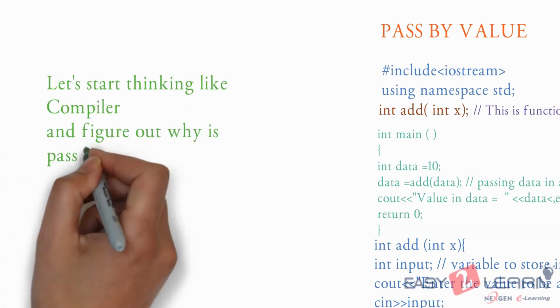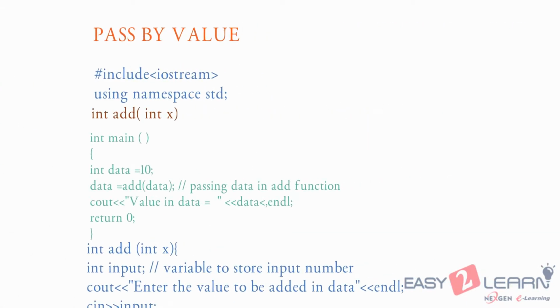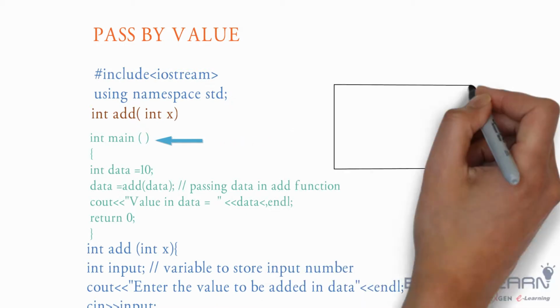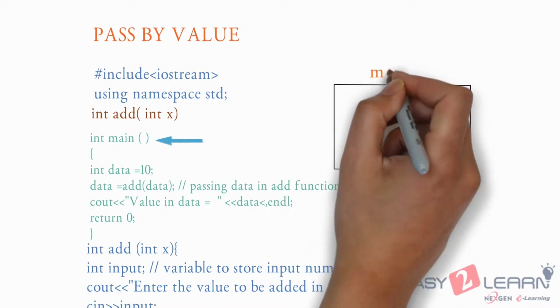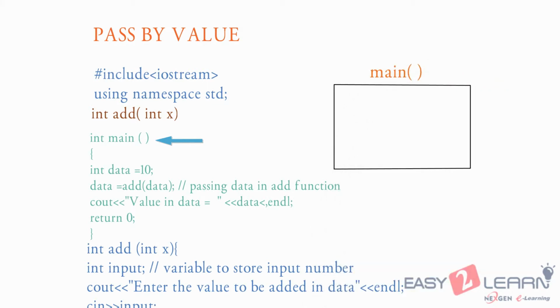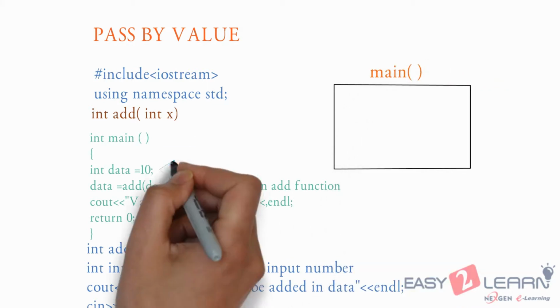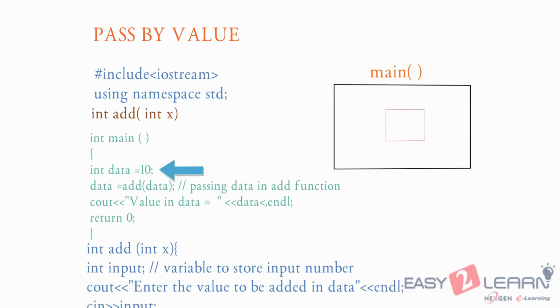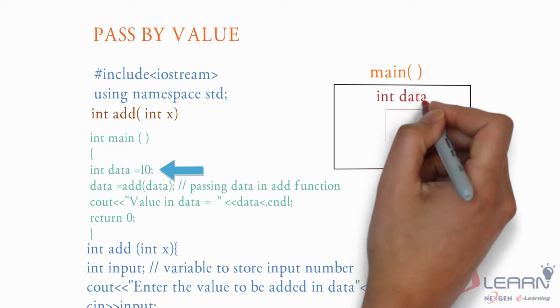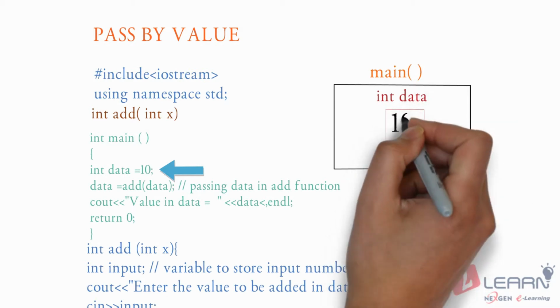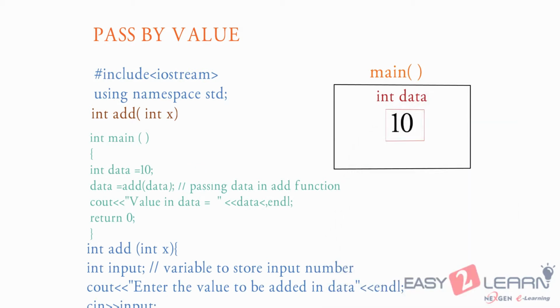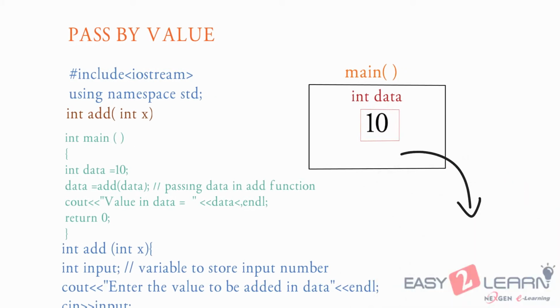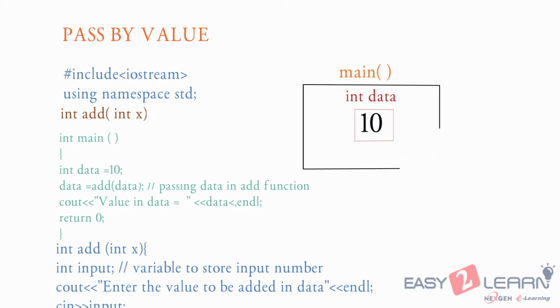Let's start thinking like a compiler and figure out why this is called as pass by value. Observe here we have the main function, and in which we defined a variable of integer data type and initialized its value to 10. Now we have called the function and assigned it to data. So let us go to the called function here.